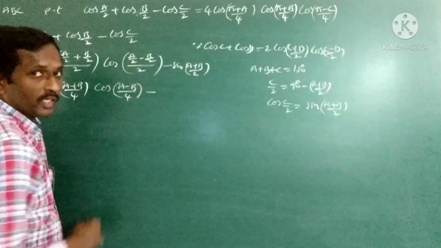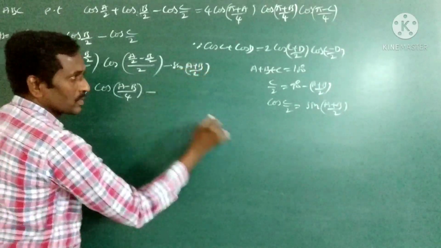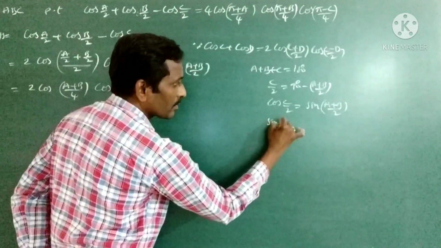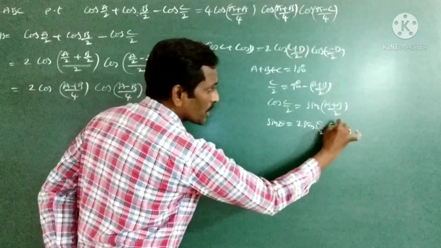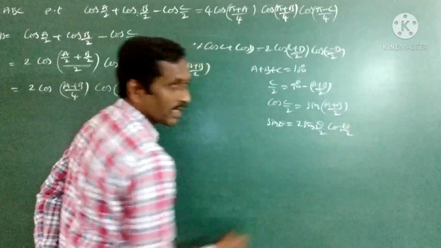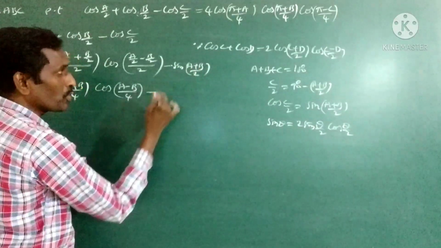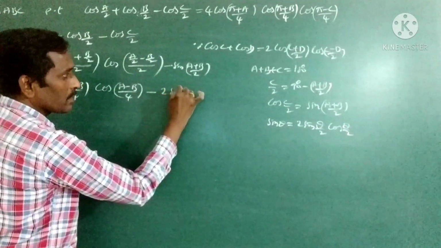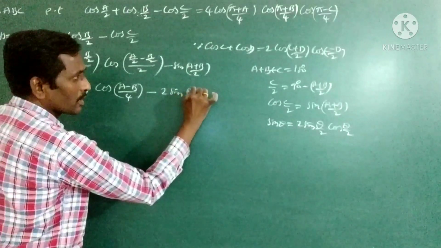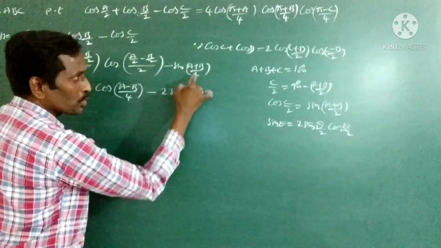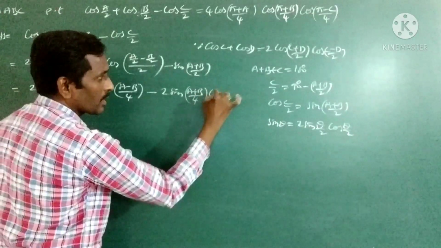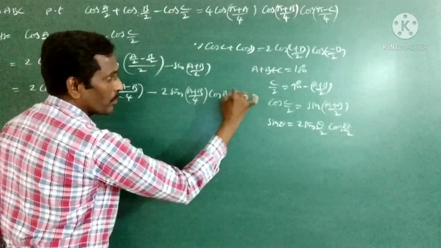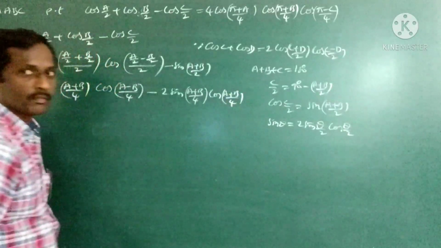Now write the 2 theta formula. Nothing but it is a theta. What is the sin theta? We can write 2 sin theta by 2 into cos theta by 2. So by 2 more, we have to take 2 times sin function theta by 2, 2 into 2 is a 4 into cos function C by 4 again.